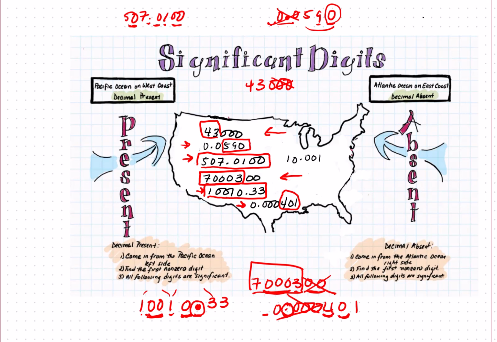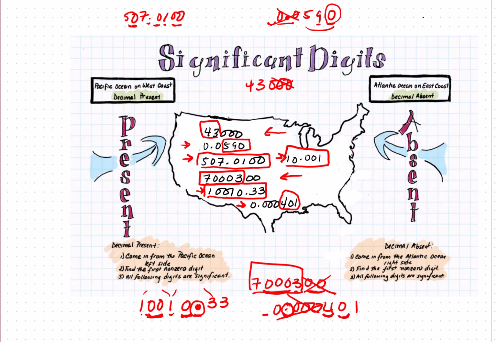The next one, 10.001, decimal is present. I come from the Pacific Ocean, so I'm going from left to right. First non-zero digit is the 1, so I count everything after. So it's pretty much fine if a decimal is present.